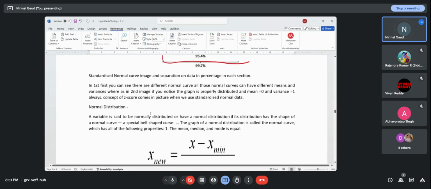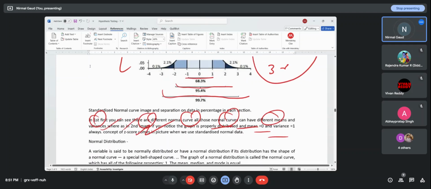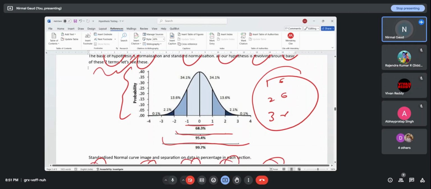Okay. So in the first case, you can see that there is a normal curve. All the normal curves have the same mean and the variance. In the second, you can notice that there is a difference. So I am having right now one curve only.